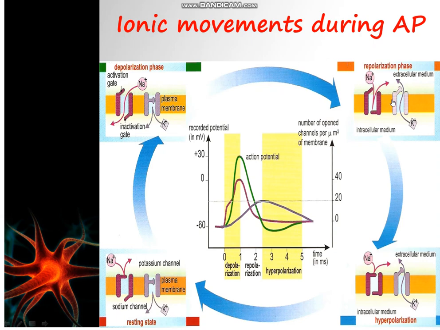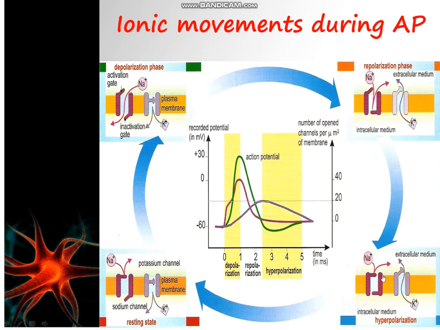Now, during repolarization, the Na plus ionic channel closes and the K plus ionic channel opens. K plus, which is a positively charged ion, leaves the cell, so the potential starts decreasing. When the negative charge inside the cell becomes more than the positive charge, the polarity returns to its initial state.